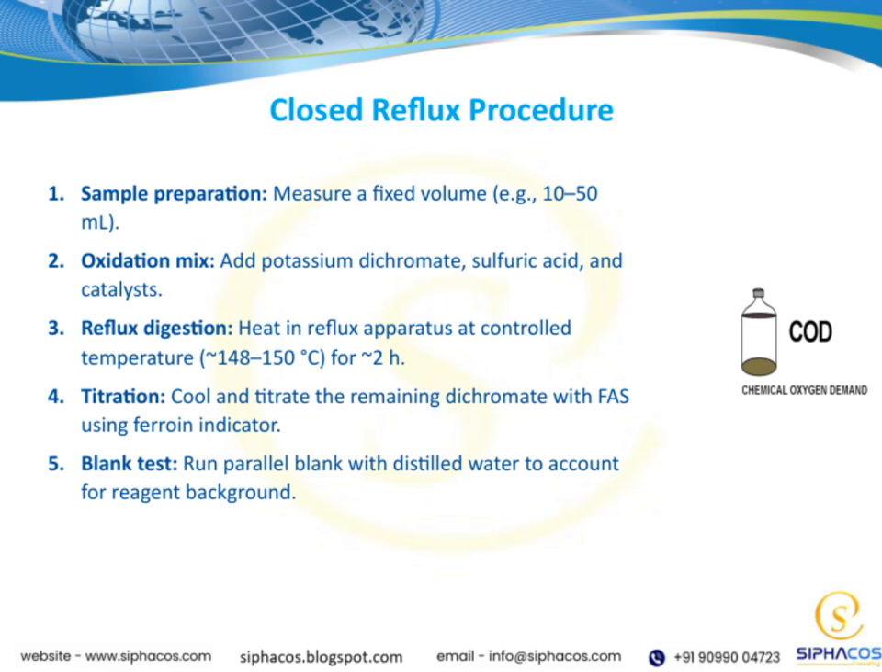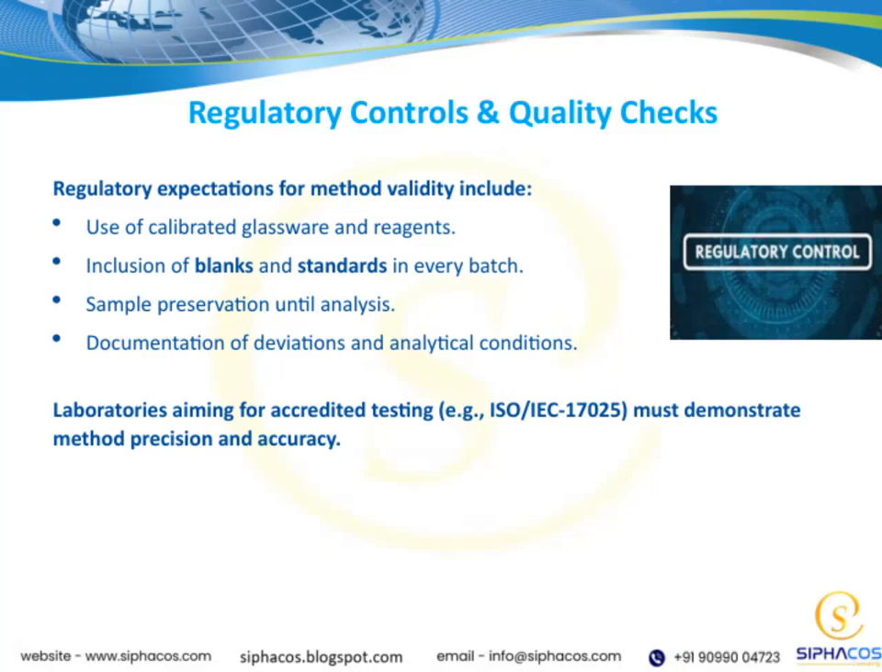Overall, this procedure is a key part of our analytical process, allowing us to accurately determine the sample's content through controlled oxidation and titration. Now, let's talk about regulatory controls and quality checks. Ensuring method validity is a key part of this, and it involves several important expectations.